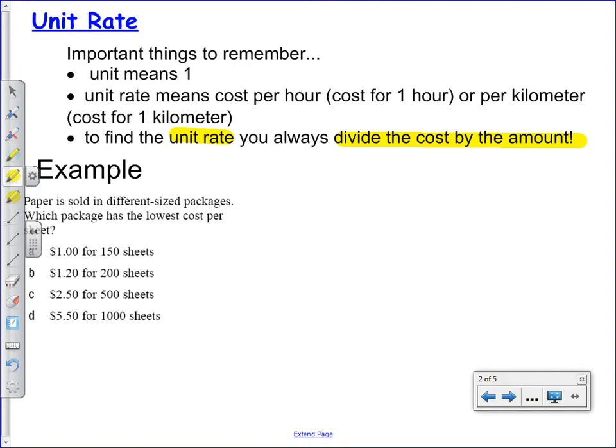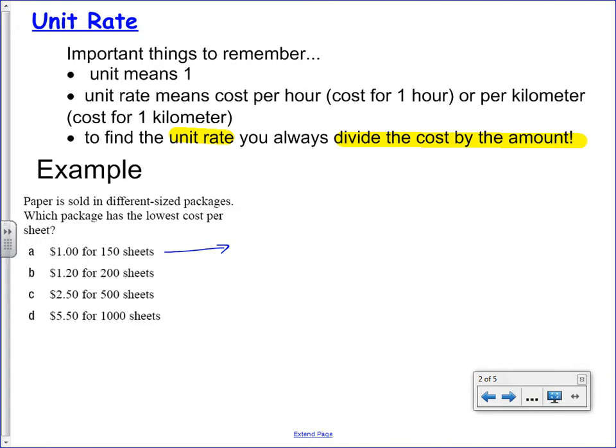So sometimes you may be getting really small numbers. For example, here, it says paper is sold in different size packages. Which package has the lowest cost per sheet? So when it says what is the lowest cost per sheet, it's saying what is the lowest cost for one sheet. In order to do that, for A, I'm going to do this in two ways. Whichever way helps you remember, that is fine.